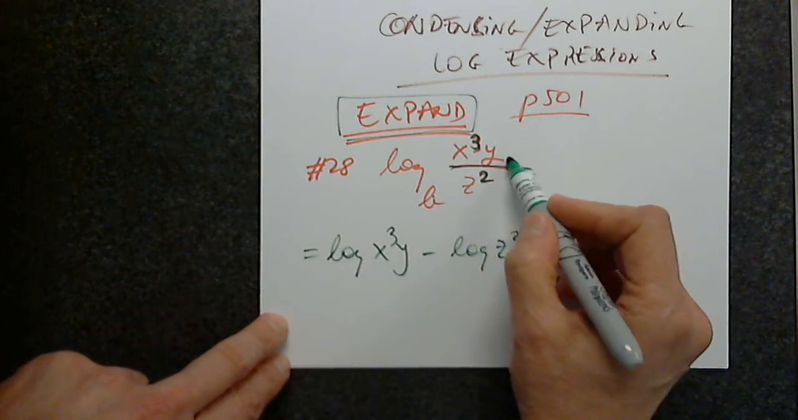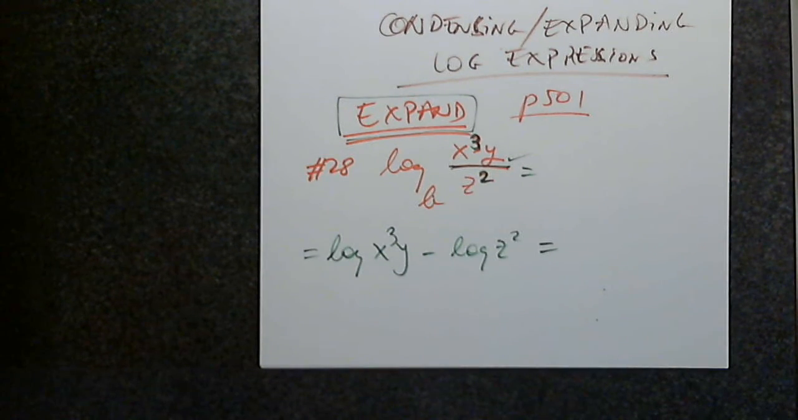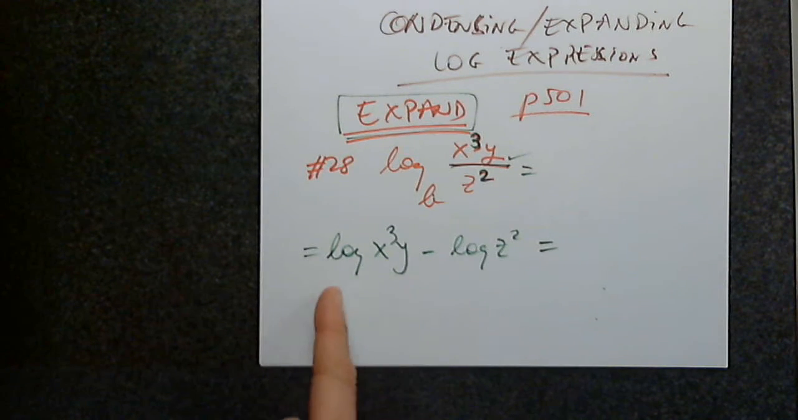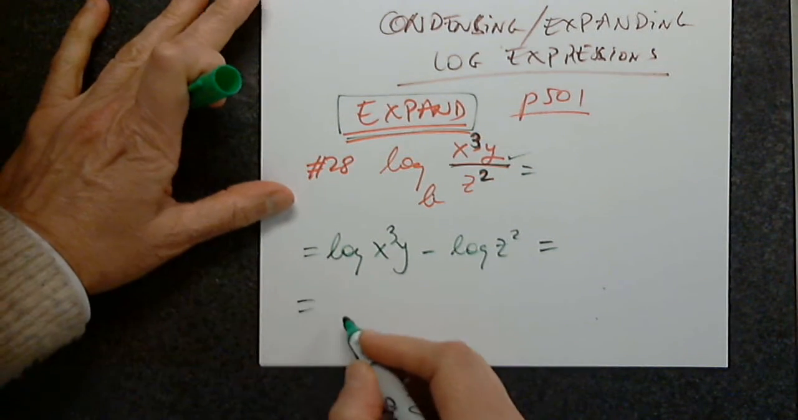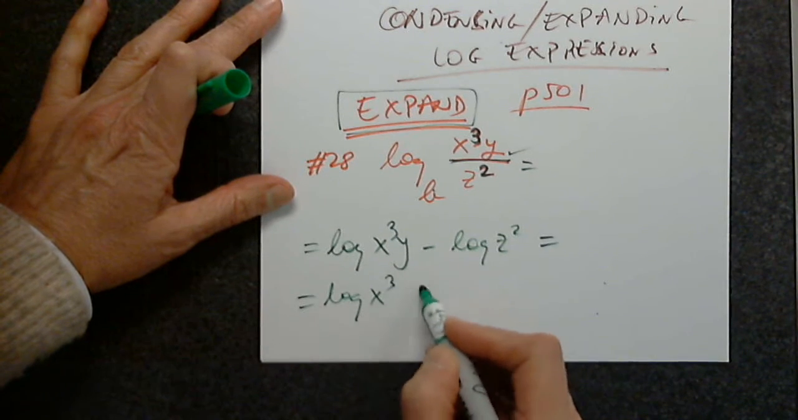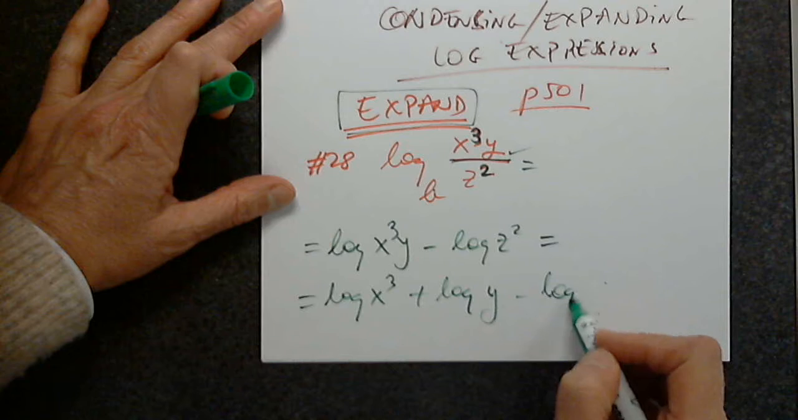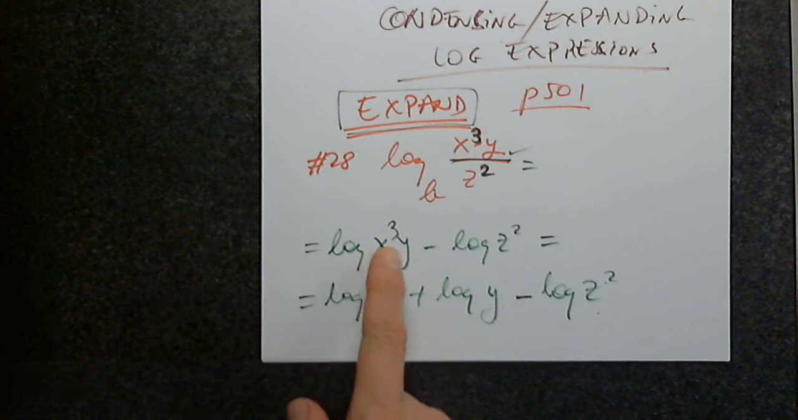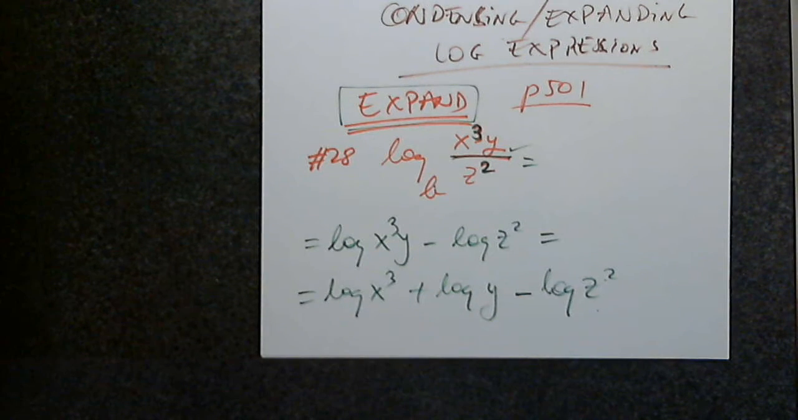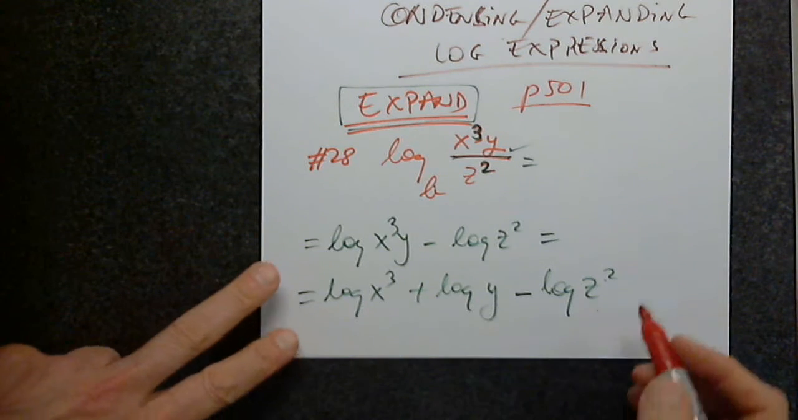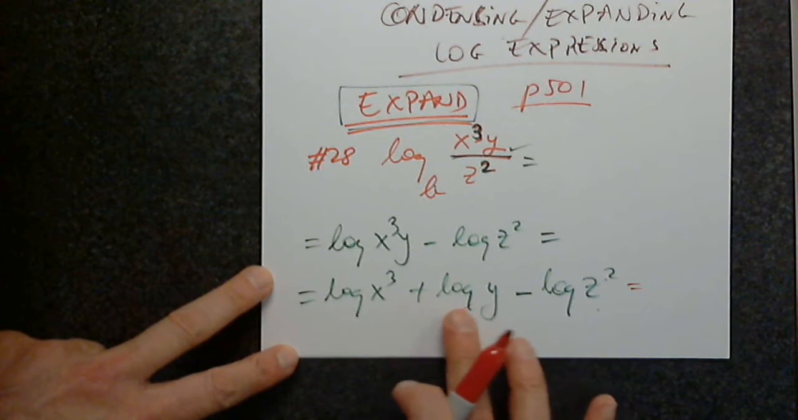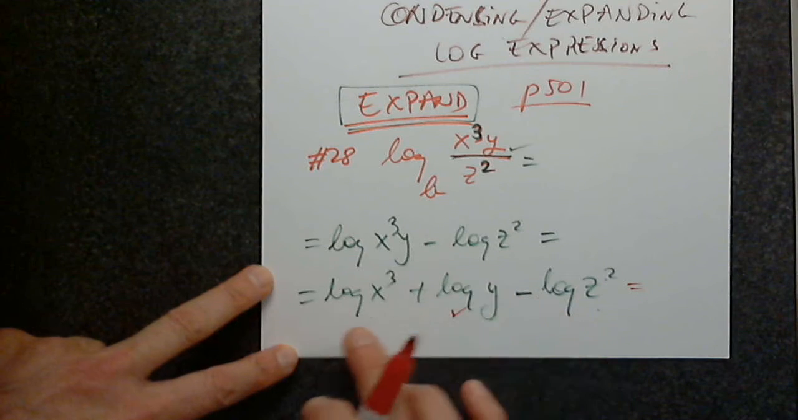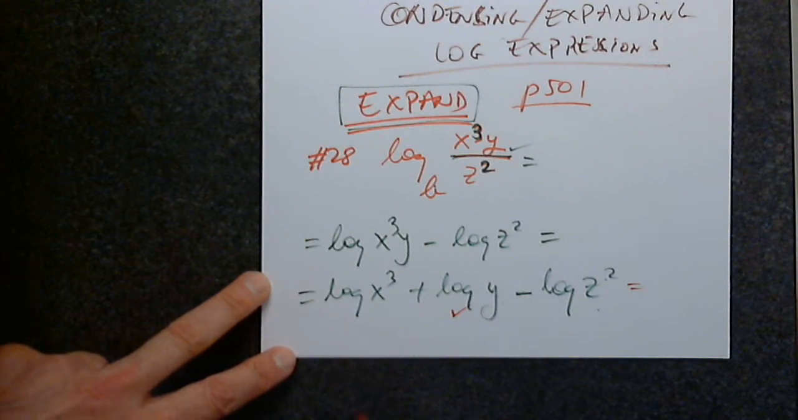Okay, so I'm done with the ratio. There are no more ratios. But now I see a product. How do I change log applied to a product into log of x cubed plus log of y minus log z squared? Log of the product is the sum of logs. So I'm done with the ratio, I'm done with the product, and now the last step is the power. This is completely simplified. No one can simplify this piece anymore. But this can be simplified because I have one property that I have not used yet.